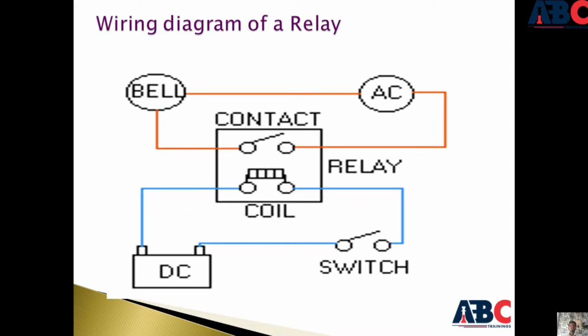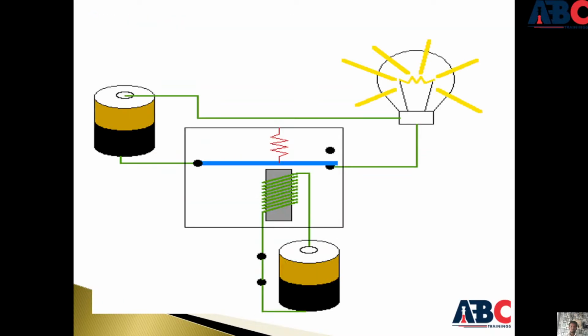Wiring diagram of relay: bulb, DC relay, DC switch. When the switch is closed, the bulb glows.